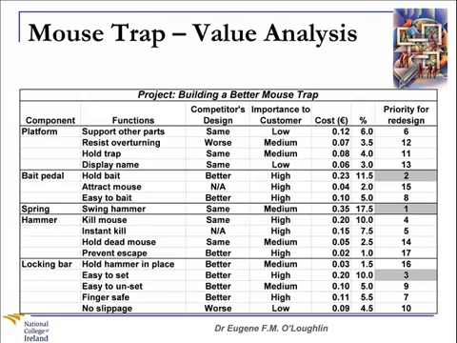We look at the second highest, which is 11.5% of cost, and that represents the function hold bait, part of the bait pedal component. We also look down further, and we go down as far as the third, which is easy to set, which represents 10% of our overall cost. And we prioritize then, based on proportion or percentage of each function, and list them from 1 to 17. There are 17 functions listed here, priority for redesign.